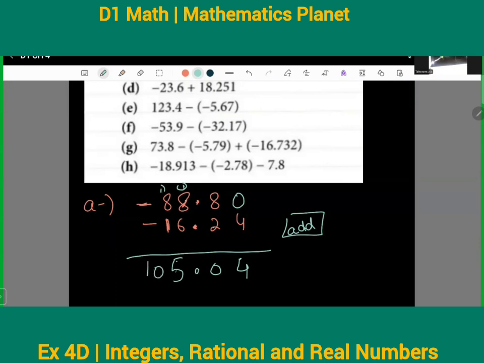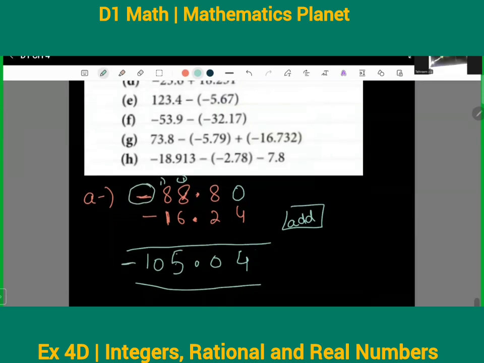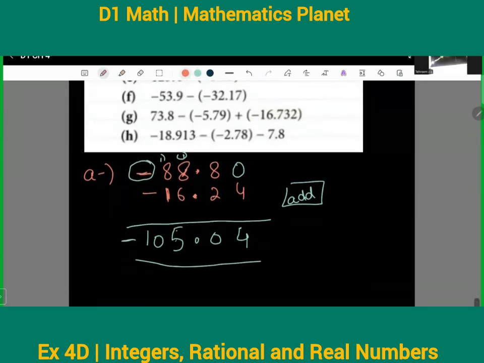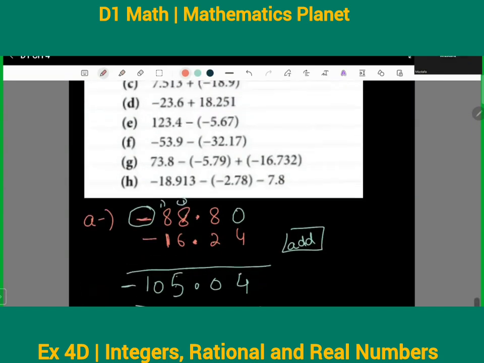Decimal under decimal. Now, what is the bigger number? Bigger number is 88. What is the sign of 88.80? Minus. Negative. So the bigger number is going to come over here, minus 105.04. Is the question clear to everyone? Yes, Miss.